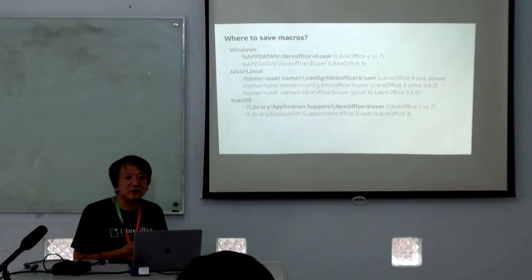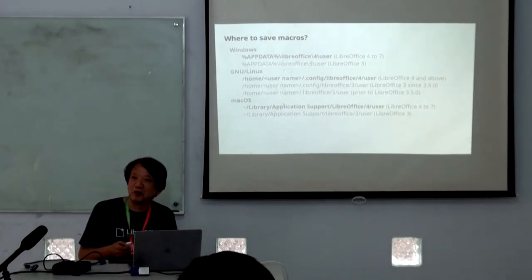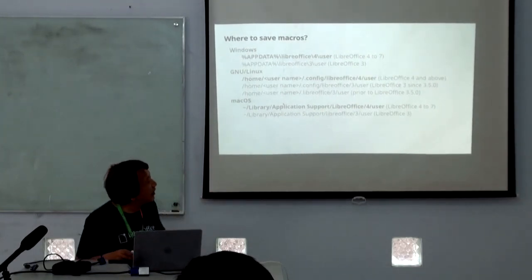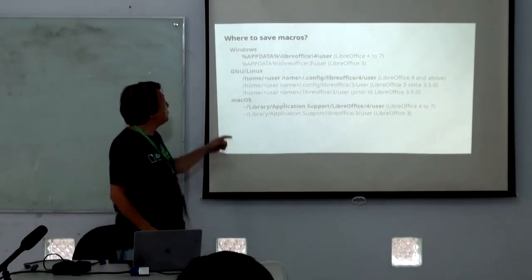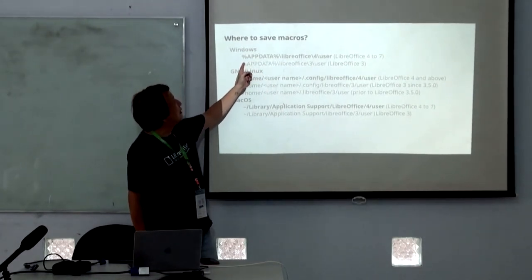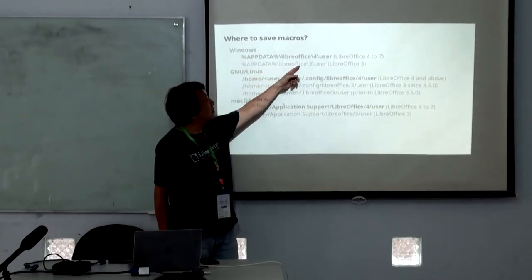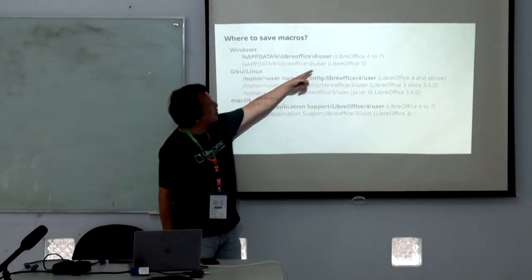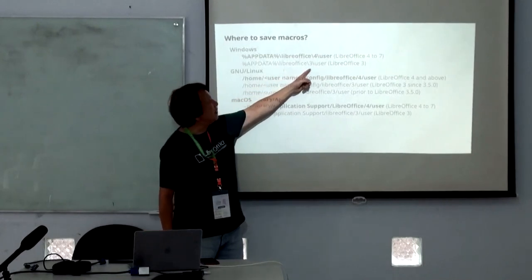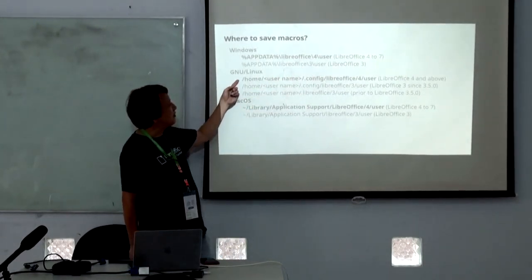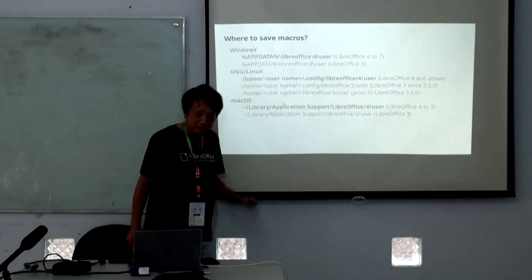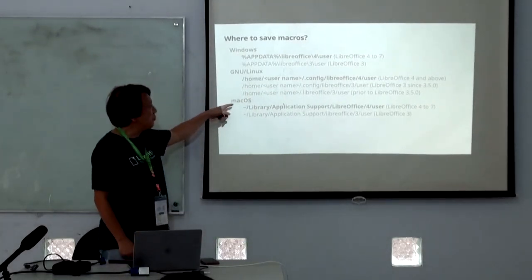And where to save macros? Do you know? I checked many. Maybe difficult. So Windows is here, but this directory is the same macros directory. LibreOffice 4.2.7 is in 4. Okay? LibreOffice 3 is 3. Linux is here. So, yeah, really complicated. And the macro is here.